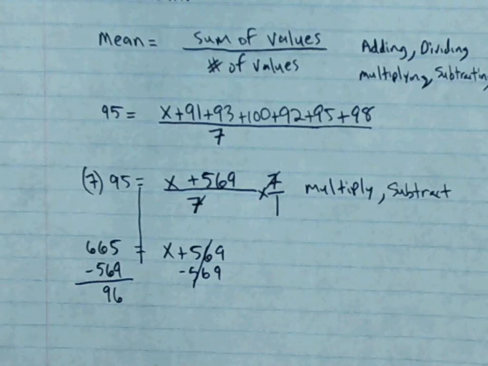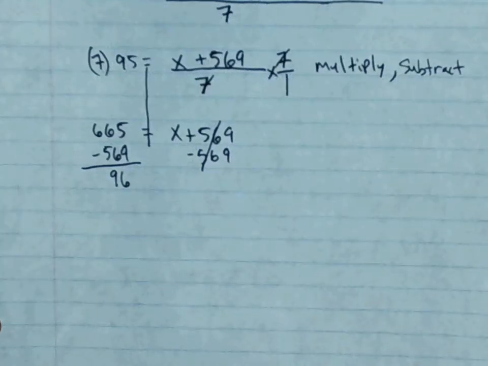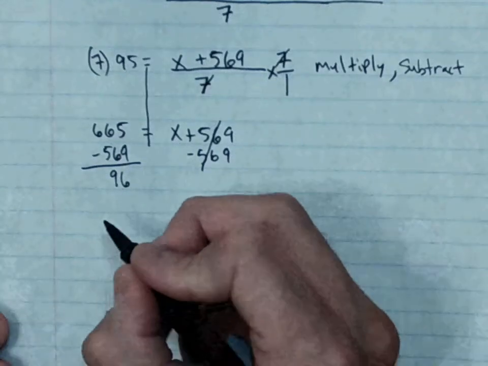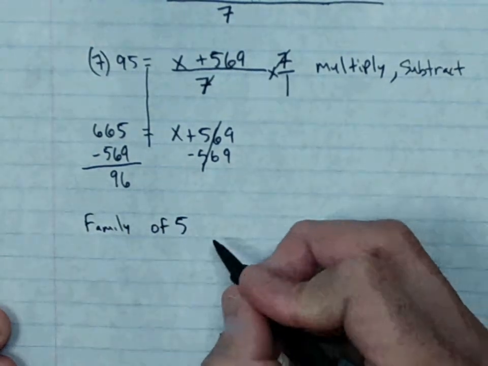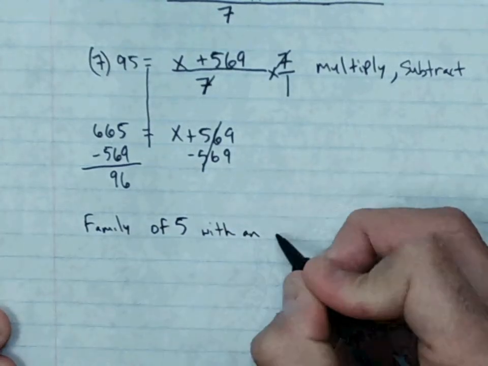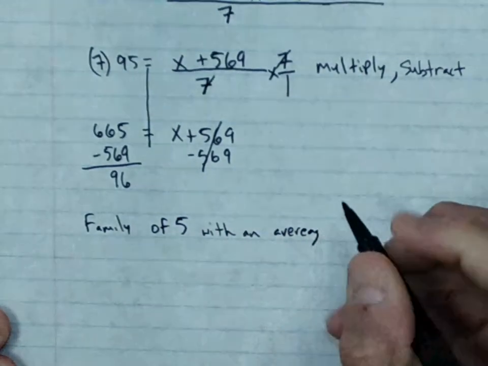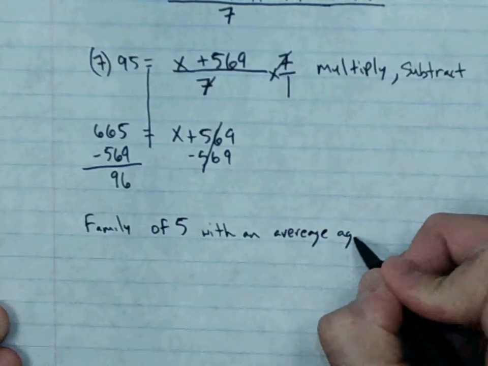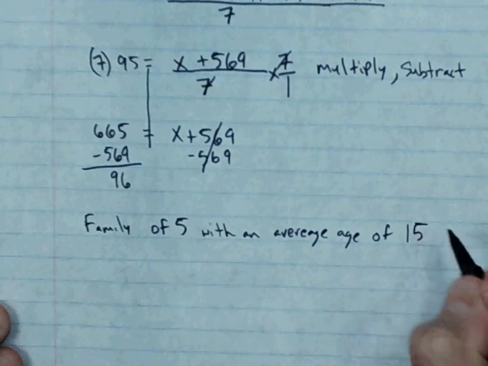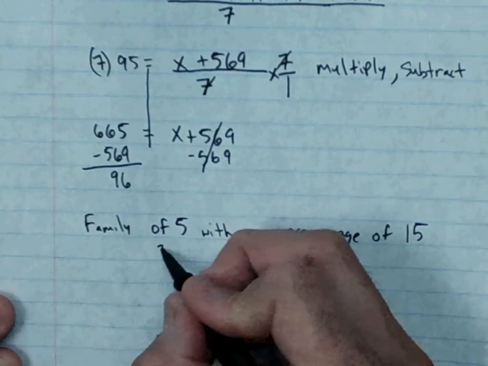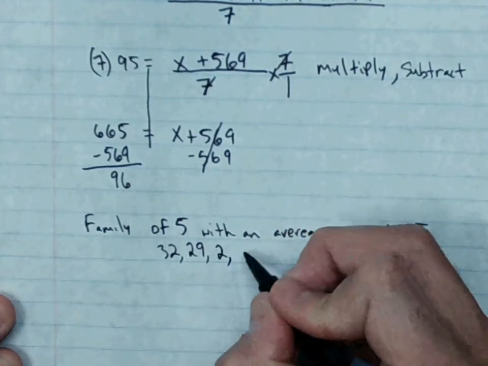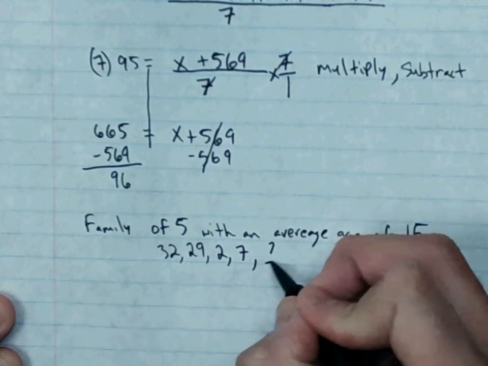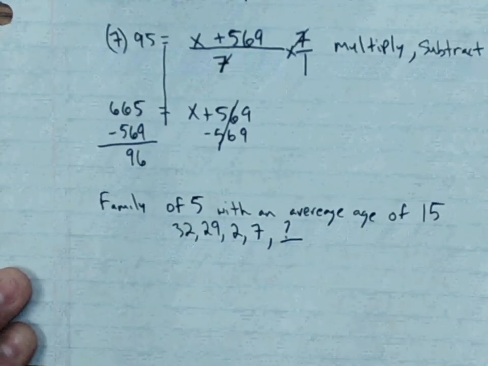Let's do one more shorter one together, and we'll get a little more practice. In this case, let me give you a real life situation. Let's say we have a family of 5 with an average age of 15. The ages are 32 and 29 for the parents. They have one child that is 2, one child that is 7, but we don't know how old the third family member is, or in this case the third child.